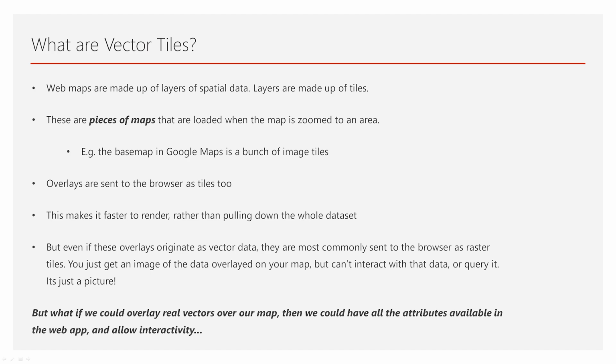But even if these overlays originate as vector data, they're often sent to the browser as raster image tiles as well. You just get an image of the data overlaid on your map, but that doesn't allow any interactivity or any attributes, anything like that. So what if we could overlay real vectors over our map? Then we'd have all the attributes available and we could allow some interactivity. So there are ways to do this. I'm just going to talk about a really simple, quick and easy way.